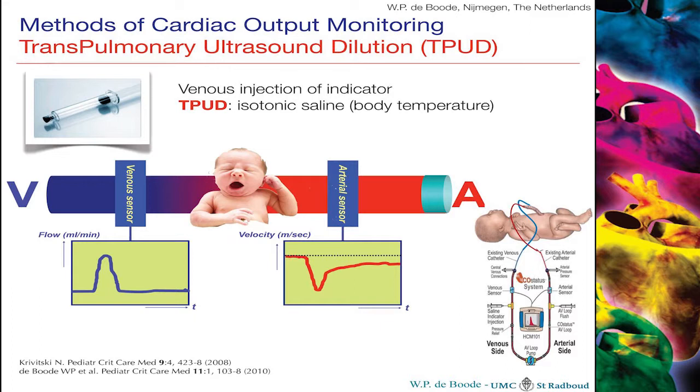dilution curve, and the area under the curve represents cardiac output, and with the Stewart-Hamilton equation one can calculate cardiac output. But you have to place sensors on the venous side and on the arterial side, and we don't want to operate the babies, we want to do that in another way.